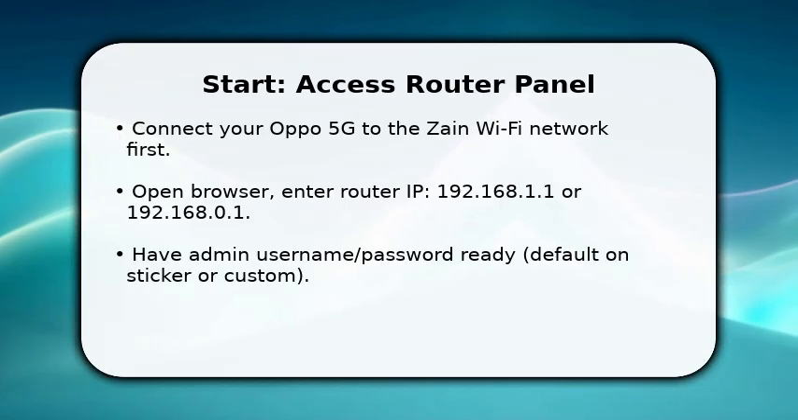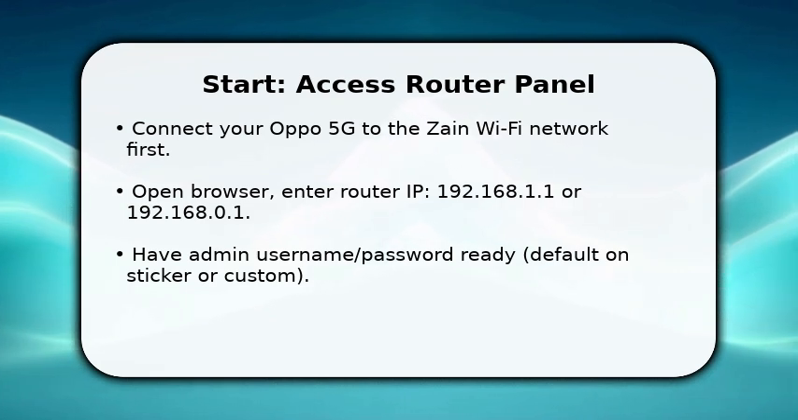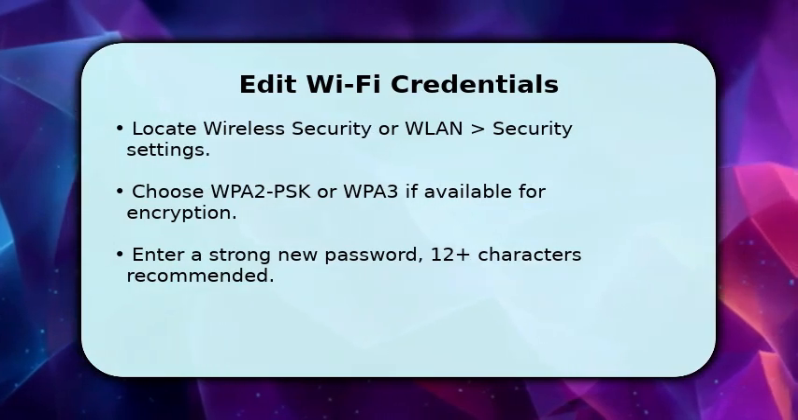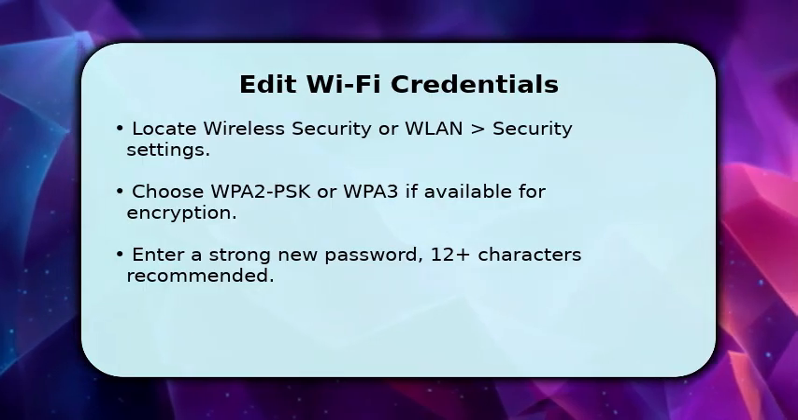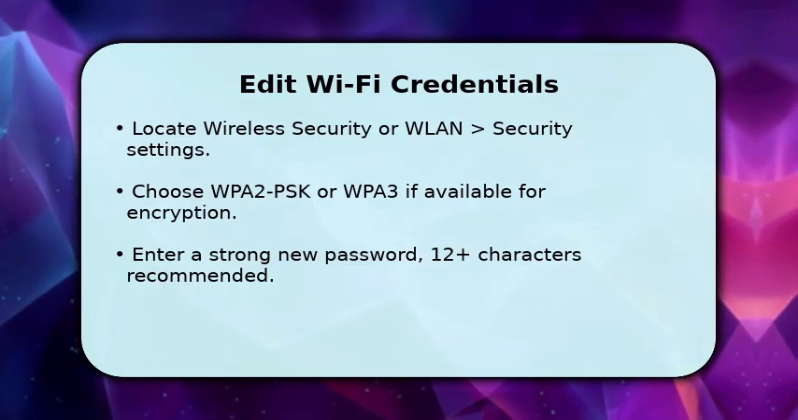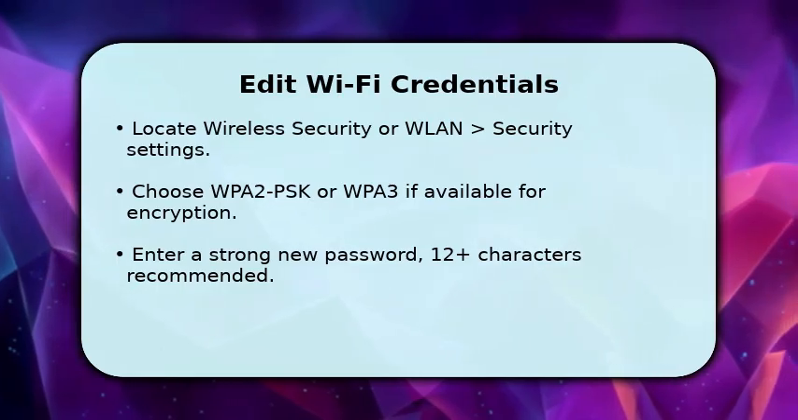Once logged in, navigate to the wireless or Wi-Fi settings section so you can view and edit the SSID and password fields. Now you'll make the key change. In wireless or WLAN settings, find the security subsection. Select a modern encryption standard such as WPA2 PSK or WPA3. This protects traffic better than older options.